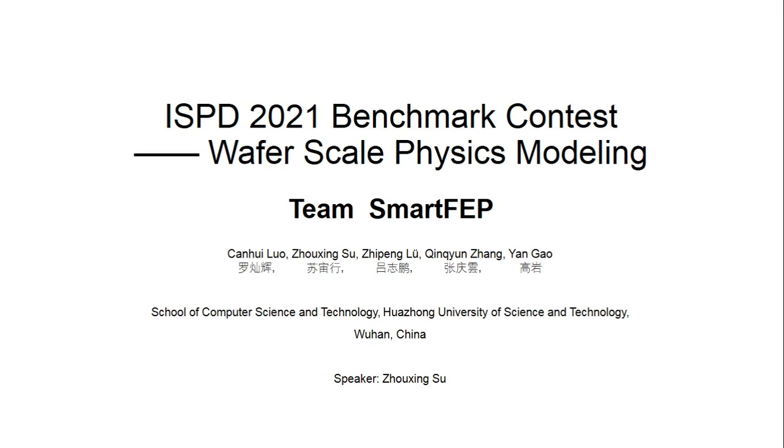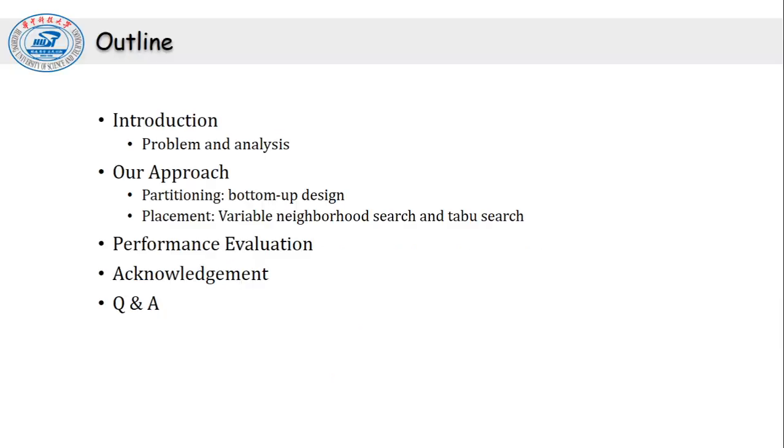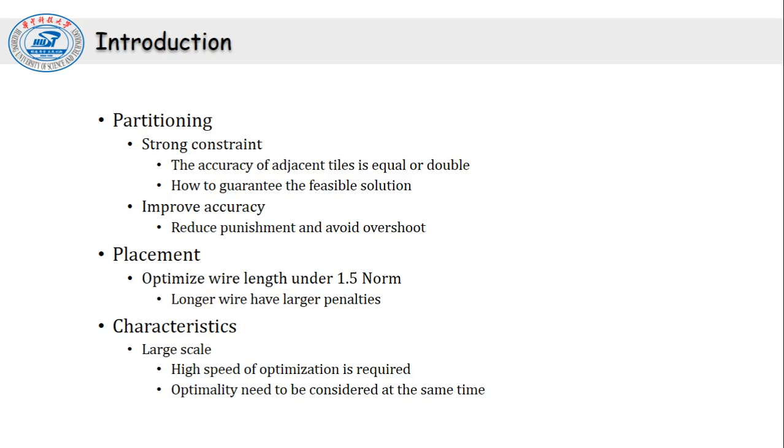The outline of this report is as follows. The content of this competition can be divided into two parts, partitioning and placement. For the former one, the optimization goal is to improve the resolution accuracy, but because its constraints are very tight, it's necessary to carefully consider the feasibility of the solution while optimizing.